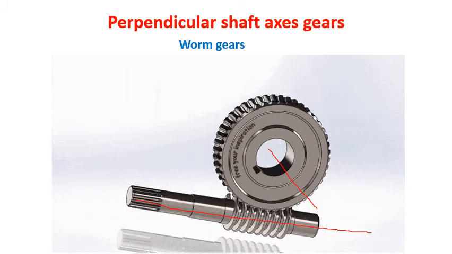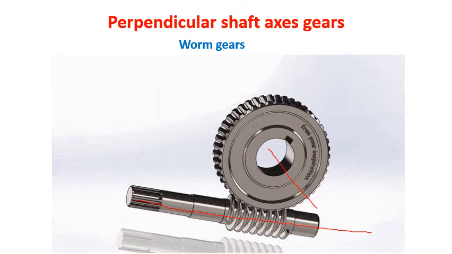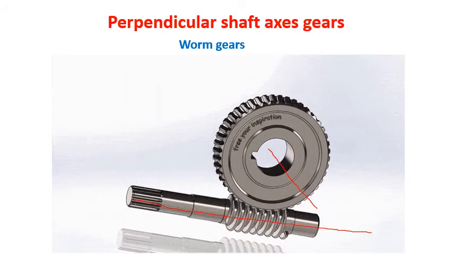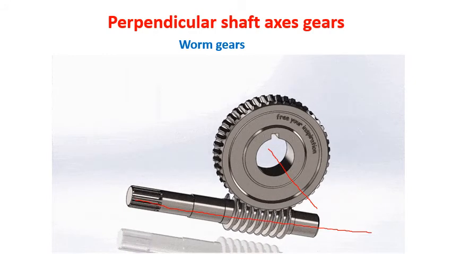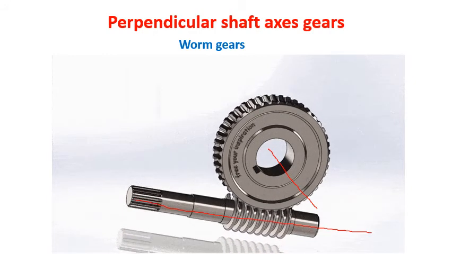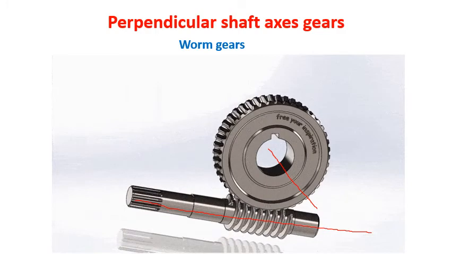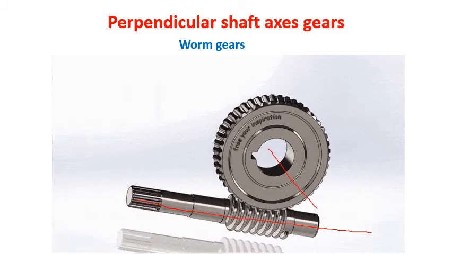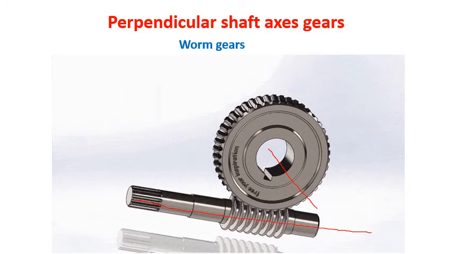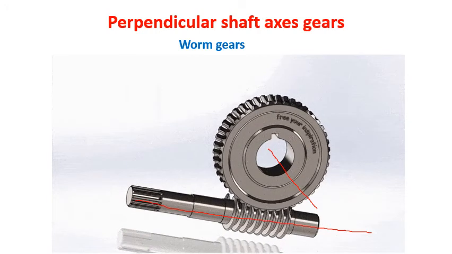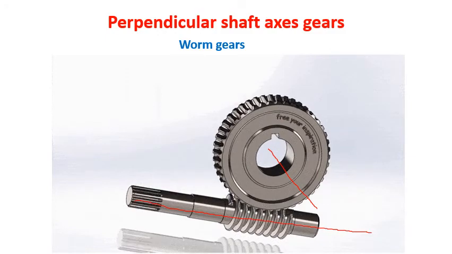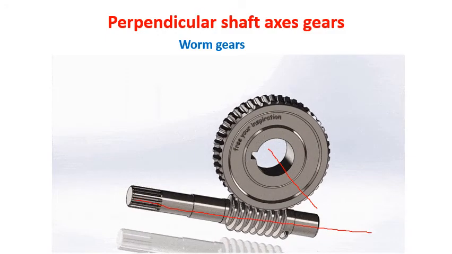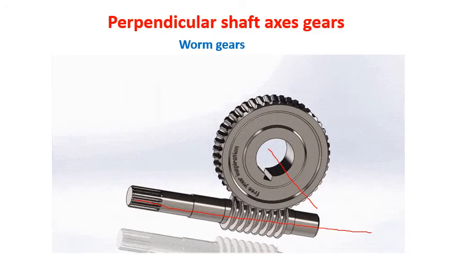Then what are its limitations? The efficiency of worm gear is less. During the operation, more heat is generated because a high reduction ratio is there. Hence, effective cooling is required. Worm gears are more expensive than other gears. So worm gears are difficult to manufacture. So these are the limitations of worm and worm gears.